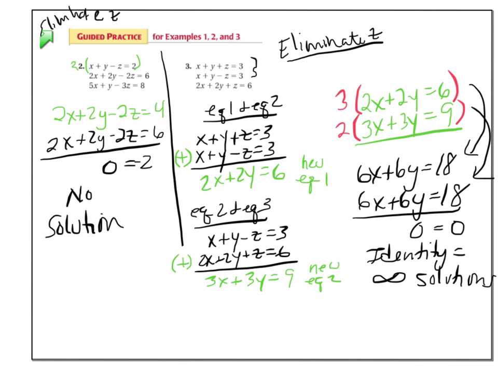Alrighty, here are the answers. Well, my answers. I chose to eliminate z for both of them, and hopefully I tried to communicate what I did, the process, but either way, you should have ended up with no solution for guided practice number 2. In guided practice number 3, you would have ended up with the identity, and therefore there's infinite number of solutions, and you really had the same lines there.